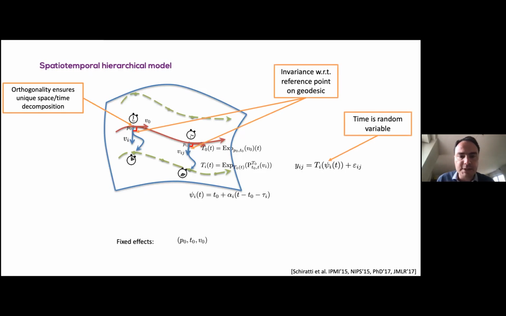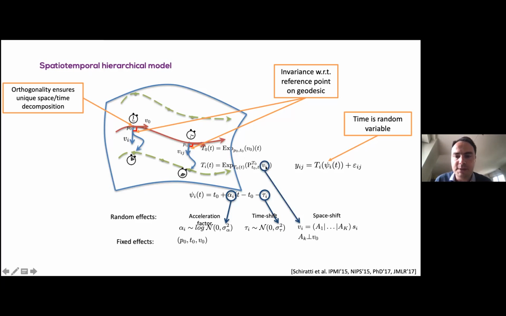Okay, I'll skip that. So the fixed effects are a point, a time, and a velocity, and then the random effects. We have one acceleration factor, which is the slope in this time parameterization function that we assume to follow a log-normal distribution. And there is a time shift, which is supposed to be normally distributed, which is the intercept, if you wish, of the time parameterization function, plus what we call the space shift, which translates the curve on the manifold. And here we need a kind of dimension reduction for very high dimensional manifolds. So we assume that this space shift is a linear combination of a small number of sources in the orthogonal space of the velocity.